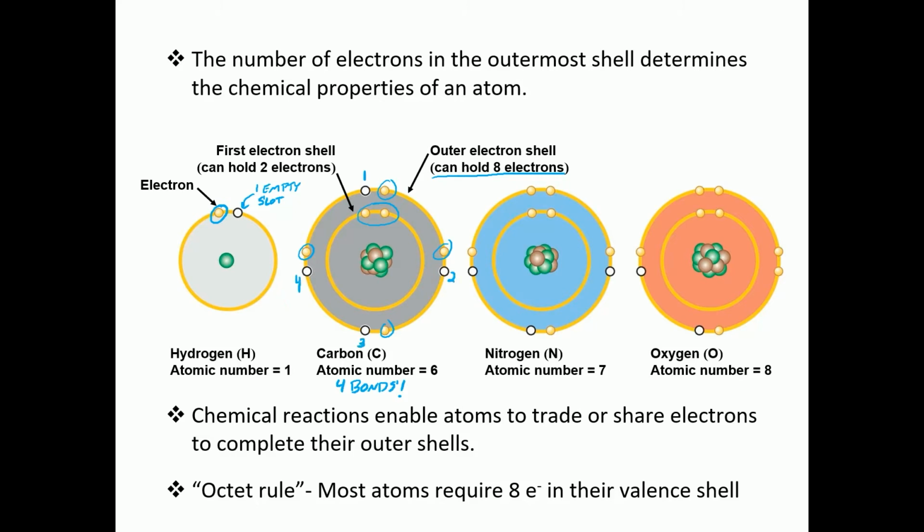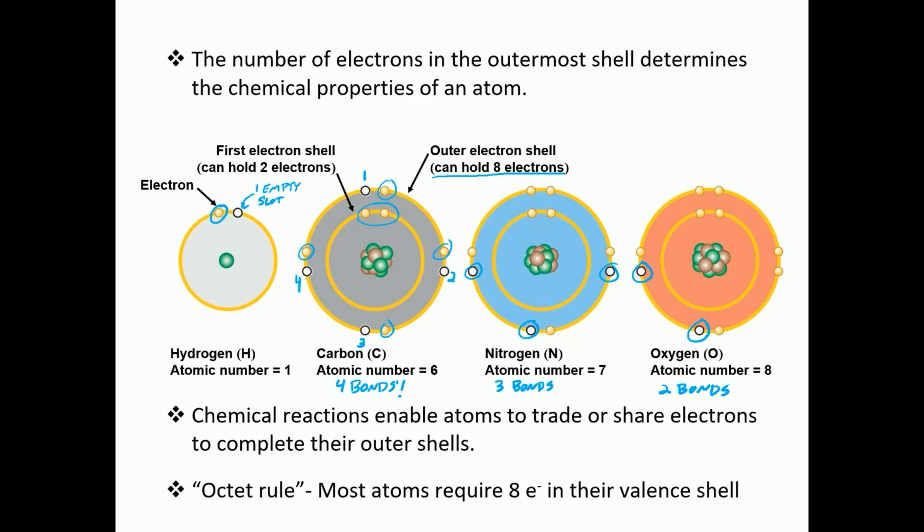Nitrogen is right next to carbon on the periodic table. Carbon is number 6, nitrogen's number 7. So since it has 1 more proton, it also has 1 more electron, which means it only has 3 slots left over for bonding. Oxygen is right next to nitrogen in the same way, and oxygen can make 2 covalent bonds. So let's try this.